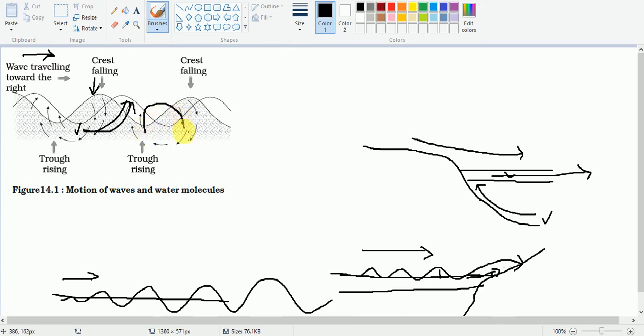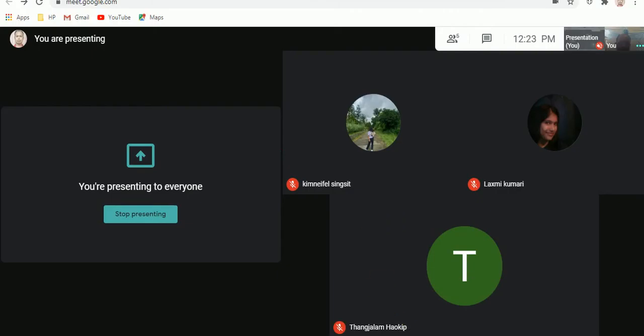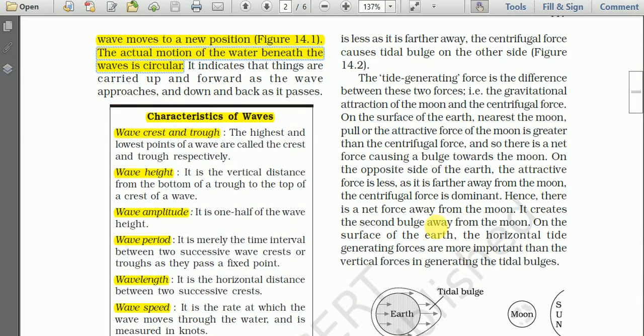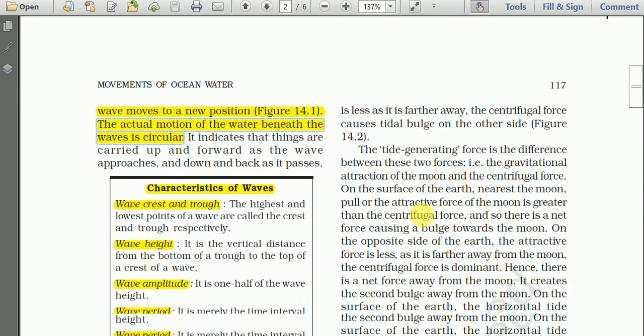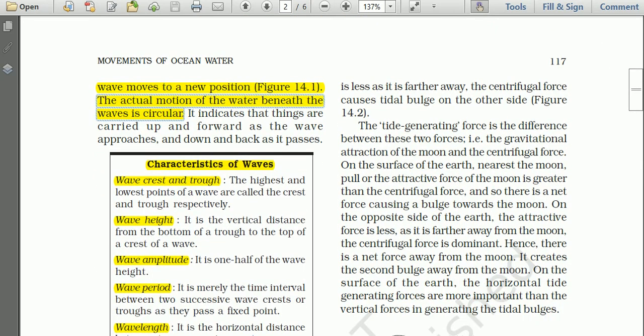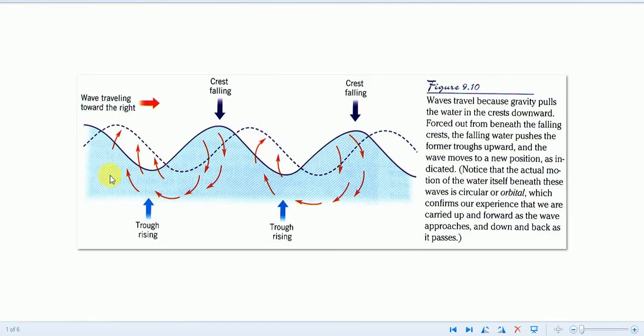I think you are seeing the arrows also in this way, circular. Just see the arrows, or you may see this diagram also. Let me show you another one. This diagram, as you are seeing here. The actual motion of the water in the wave is circular in this motion. Any question from your side about the movement of these waves?